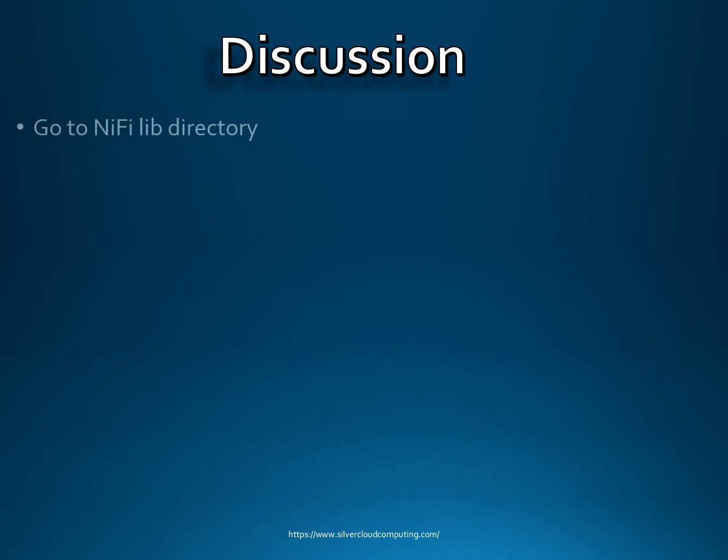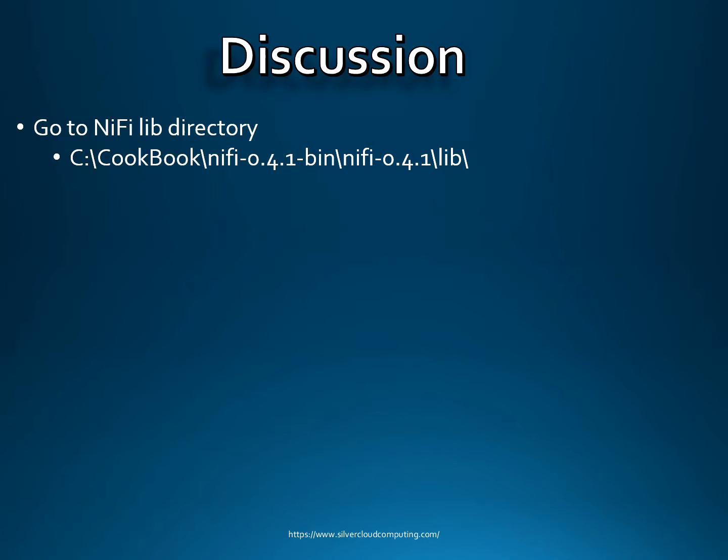So how that works is, you go to the NiFi lib directory. In this case, I have a directory called cookbook that I put everything in. I'm running version 0.4.1. So in the lib directory, you go ahead and edit the NiFi framework NAR file. And I use 7-zip to edit all these NAR files. I recommend it. It's really good. You can edit things on the fly, and then it saves them for you, and you don't have to worry about unzipping things manually and everything else. But I would use 7-zip.